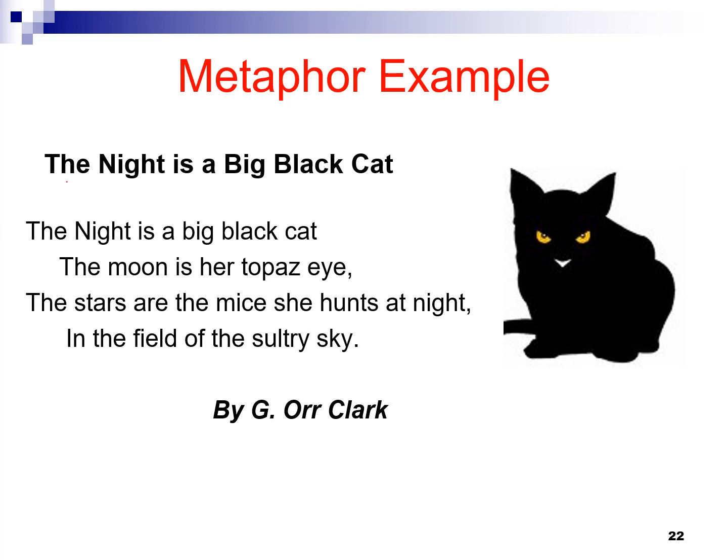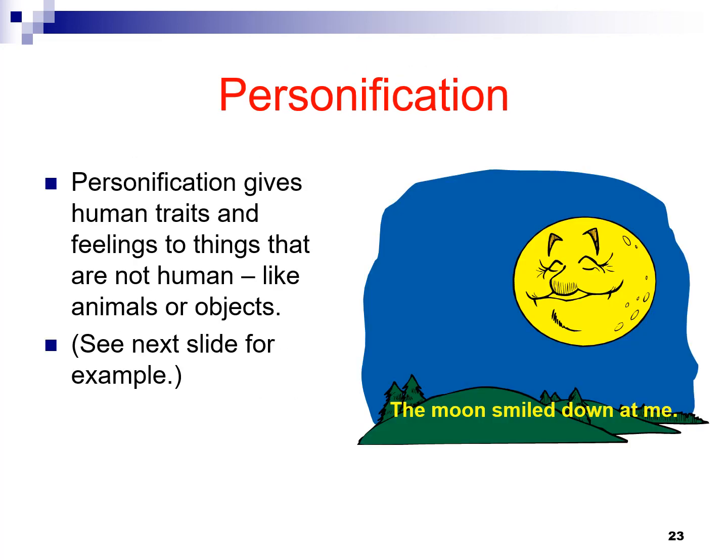Here, the night was compared to a black cat directly by telling that the night is a big black cat. If you are going to convert it into a simile, you will simply put the word like or as. You can say the night is as dark as a black cat, or the night is like a black cat. Next we have personification.